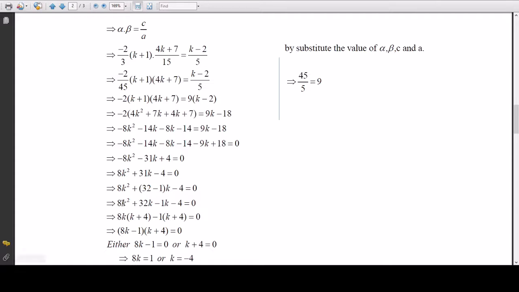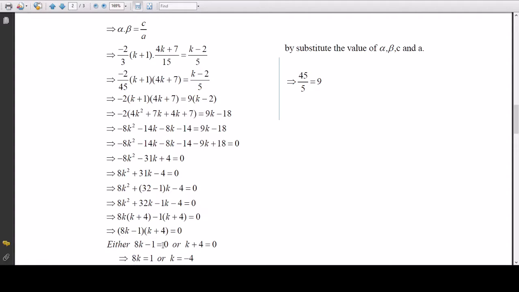Taking the common term, 8 and 32, 8 is common. 8k you will take as common. You will have k plus 8 multiply 4, 32. Okay. Here minus 1 you will take common because none of these terms are having common. You will take 1. Minus plus is minus, minus is plus. You will have k minus minus again plus 4. Then k plus 4, k plus 4 is the same. You will write 8k minus 1, k plus 4 equals 0.